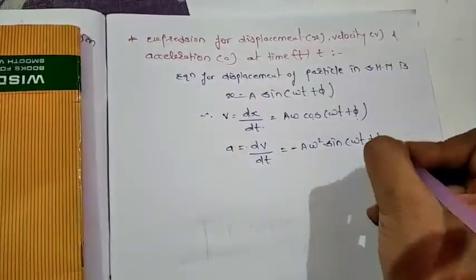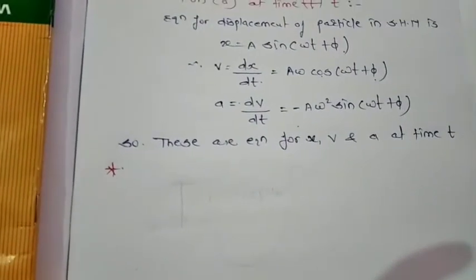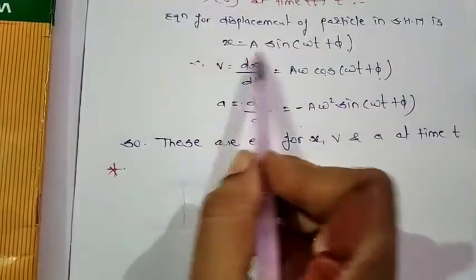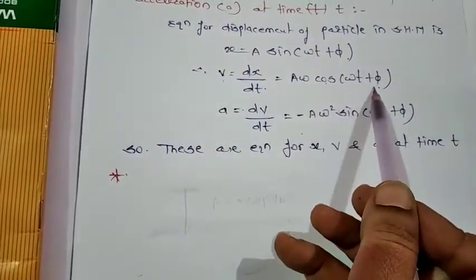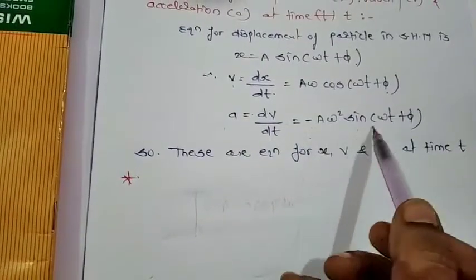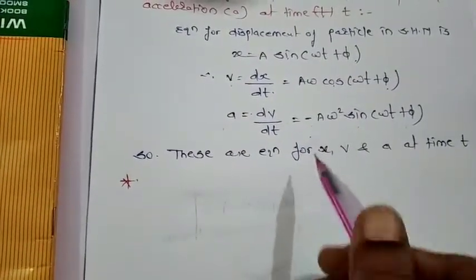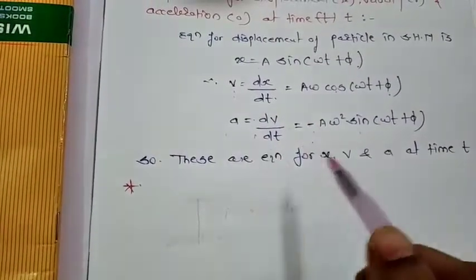omega t plus phi. So these three, that is x is equal to a sine of omega t plus phi, v is equal to a omega cos of omega t plus phi, and a is equal to minus a omega square sine of omega t plus phi.